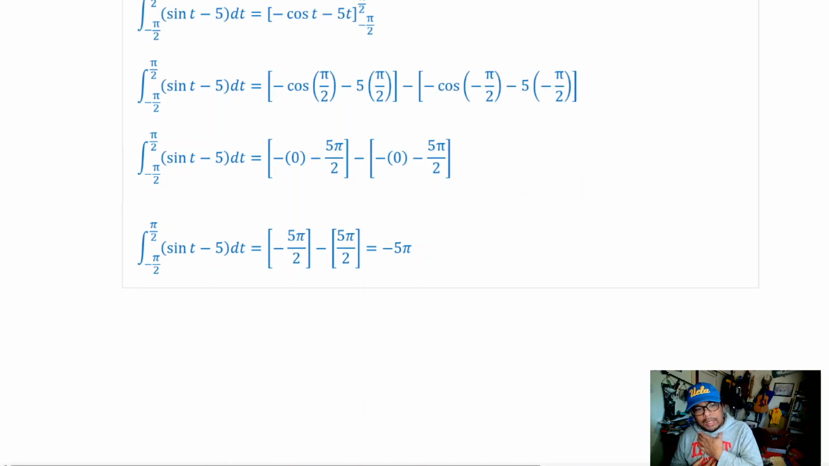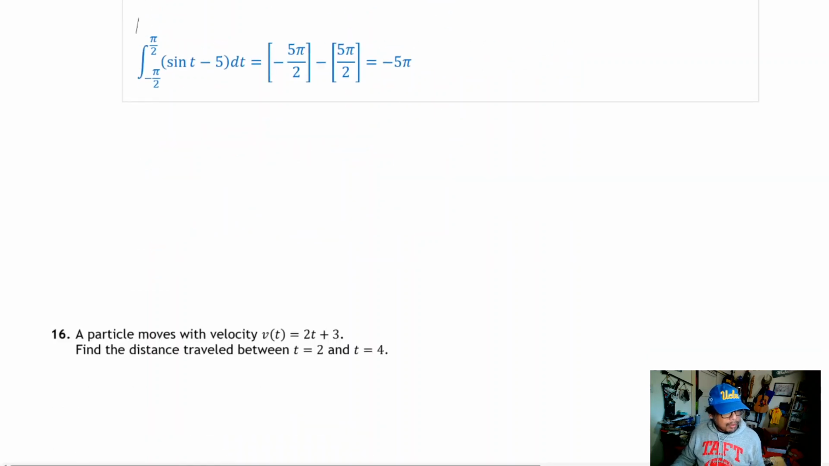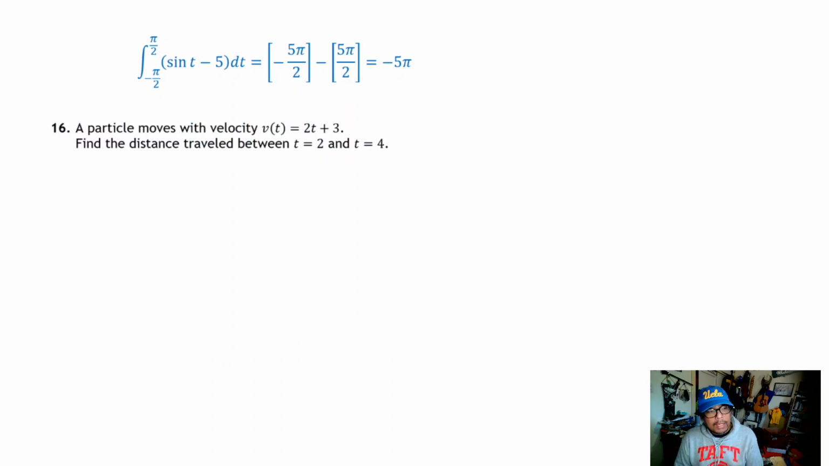Sorry if that was a little bit confusing. Things happen like that. And let's move on then to our next problem, which is this one over here, number 16. We've got a pretty vague looking question, which we'll get to in 1 second, but the particle is moving with a velocity of 2t plus 3, and we're meant to find the distance traveled between t equals 2 and t equals 4.